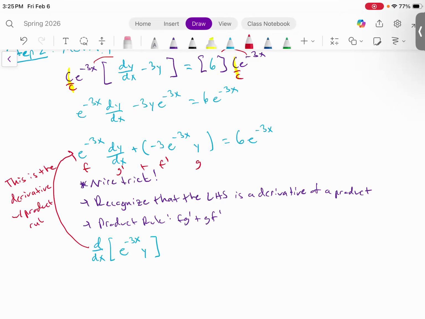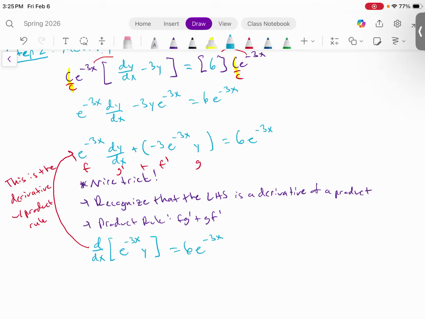So that's a nice little trick that we do for linear equations. You're going to be doing this for every single one. It's not just the specific example. This is always the case, at least for first order in this course, okay? So that's the left-hand side that we've taken care of. The right-hand side is still the same. We haven't done anything with that.